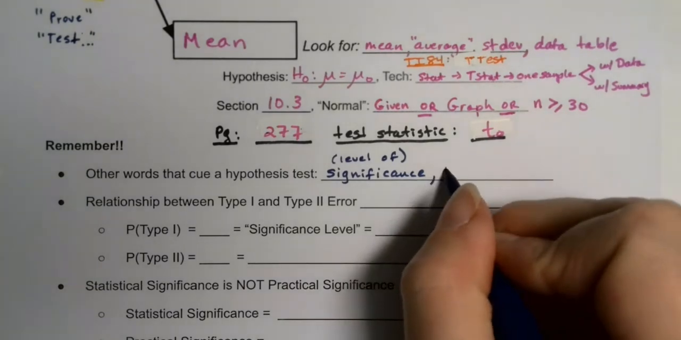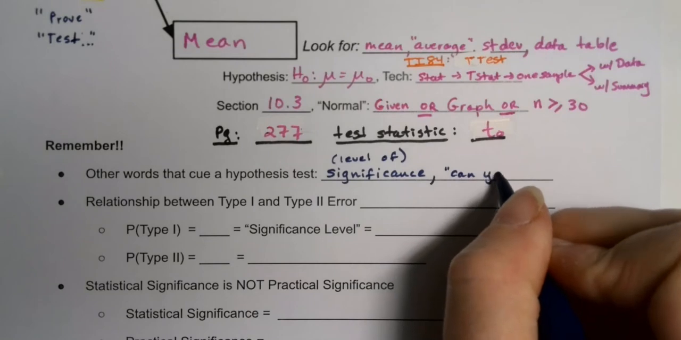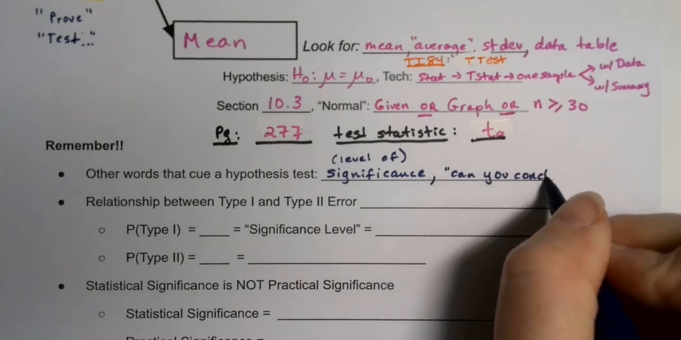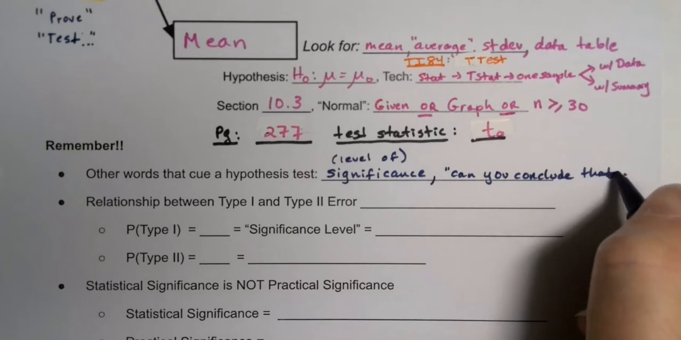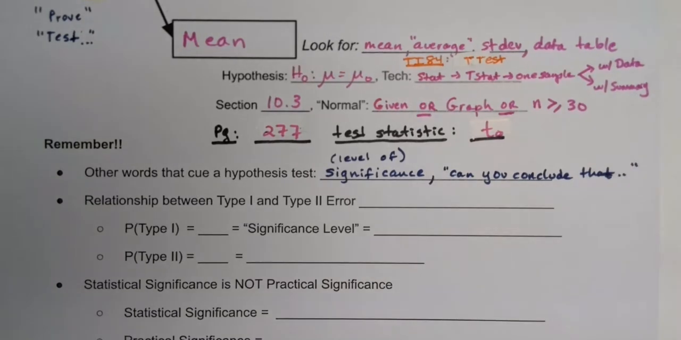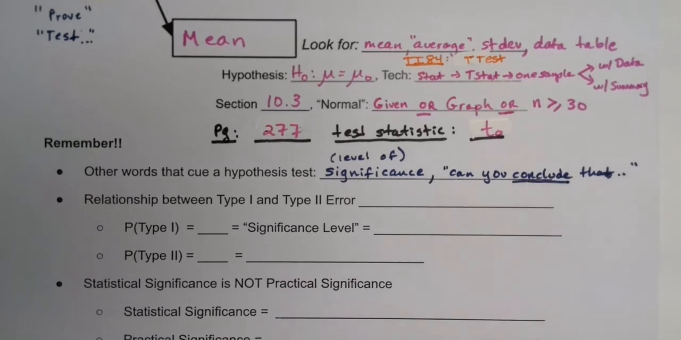And then, can you conclude that? That's another one they like to give. Can you conclude that the mean is blah, blah, blah? Can you conclude that, yada, yada. If you see that, that conclusion comes from a hypothesis test. So that's kind of implying that.